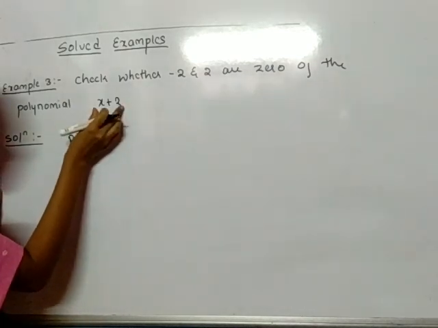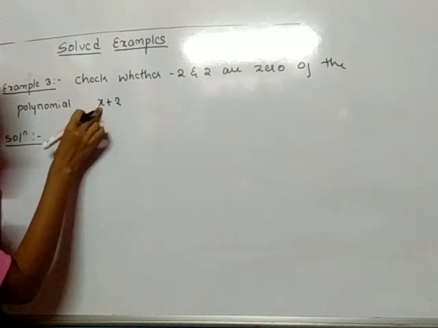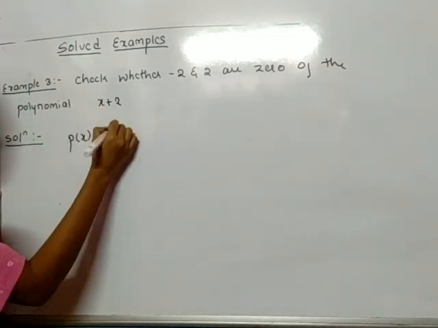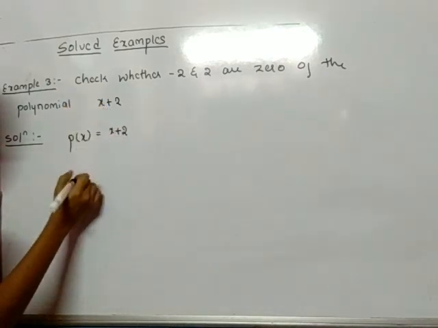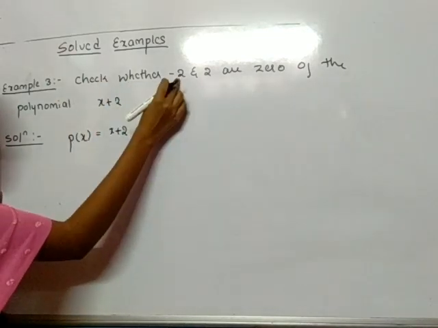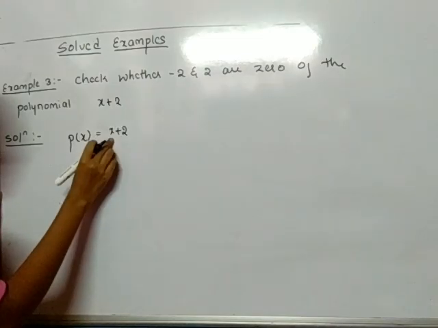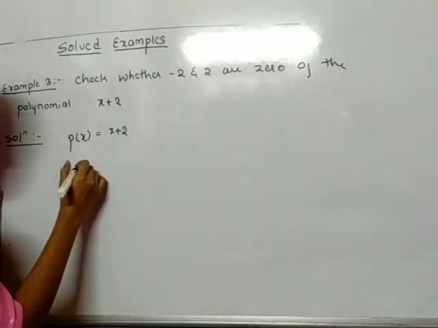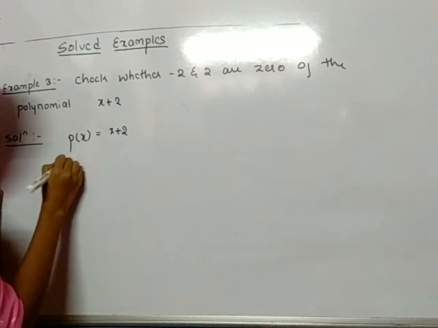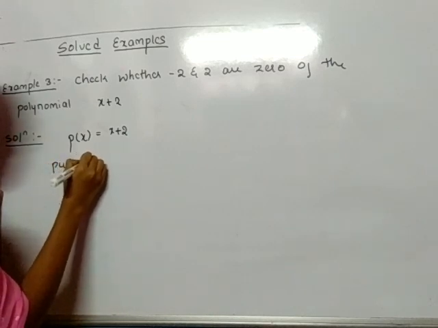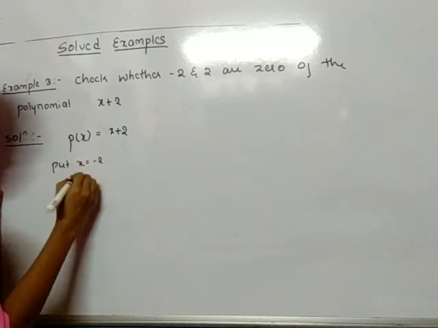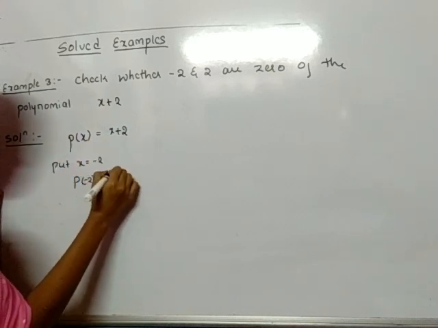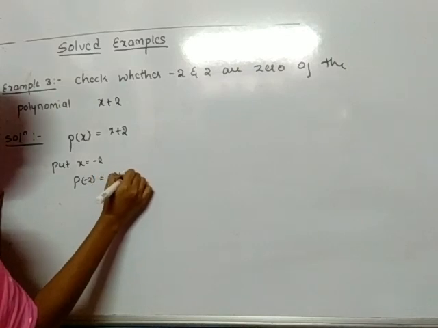We can say that the polynomial is in the variable x. So p of x is equal to x plus 2. Right? Now we have to substitute -2 in place of x. Here they have given two values, right? One by one we'll substitute. Put x equals -2. We'll get p of -2 is equal to -2 plus 2.